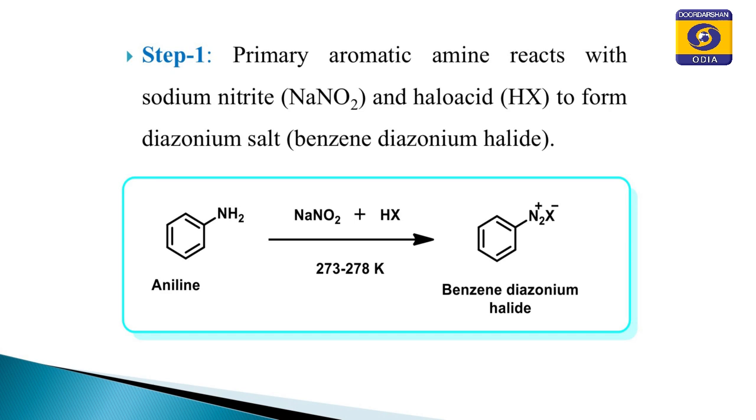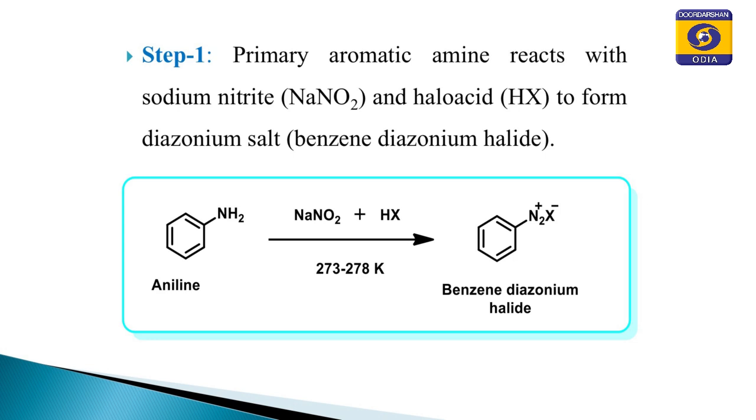In that case, the primary aromatic amine, let it be aniline, reacts with sodium nitrite and the halo acid to form the diazonium salt, which is benzene diazonium halide. For example, if we treat aniline with sodium nitrite in presence of hydrogen chloride at a temperature of 0 to 5 degree centigrade or 273 to 278 Kelvin, then we obtain benzene diazonium chloride. Now the benzene diazonium chloride is prepared.